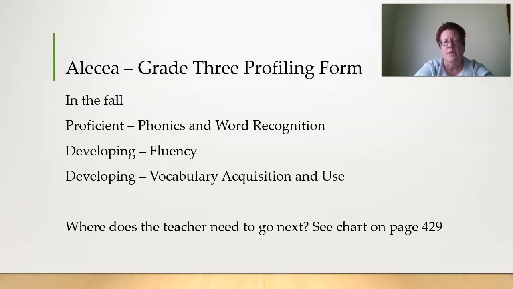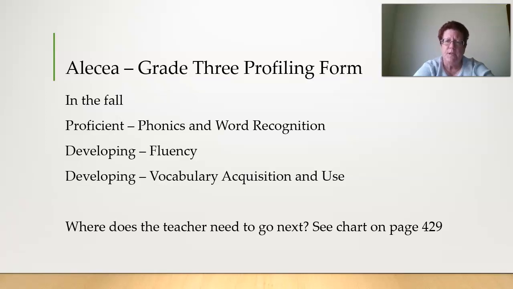The biggest thing that I wanted you to note was the fact that in the fall, Alicia was proficient in phonics and word recognition, but she only scored developing in fluency and developing in vocabulary acquisition and use. And some of this is because if you think about fluency, it's very hard to think a lot about fluency with emerging readers. Because they're still learning the mechanics of reading. And so it's hard to be fluent when you're still learning to be a reader.